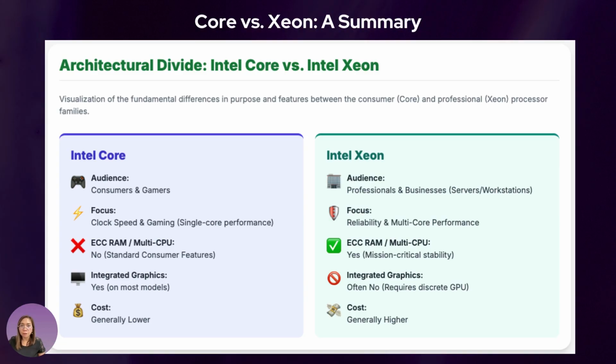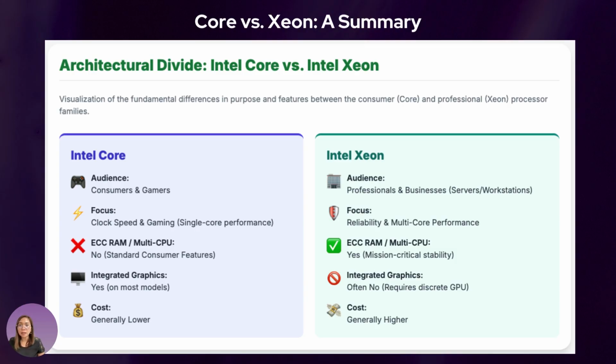So the Intel Xeon family is for professionals and businesses. Its focus is on rock solid reliability, multi core performance, and advanced features. So you get ECC RAM support and multi CPU capability, making it the non negotiable choice for mission critical applications and large scale server infrastructure.